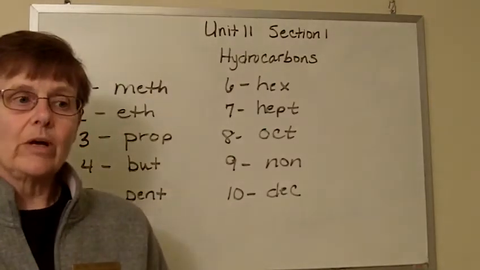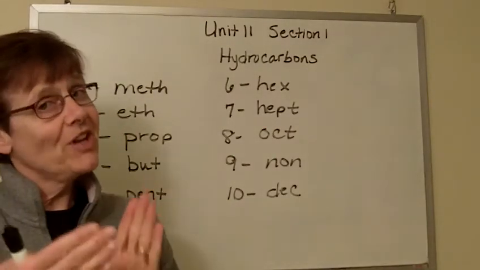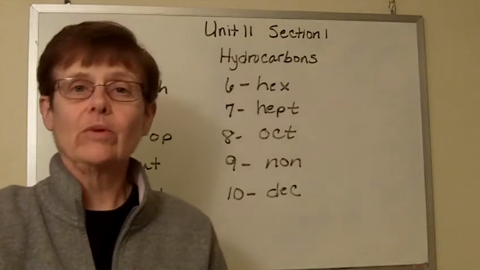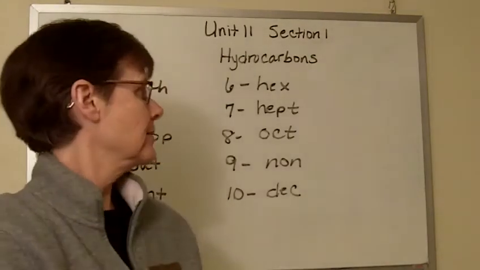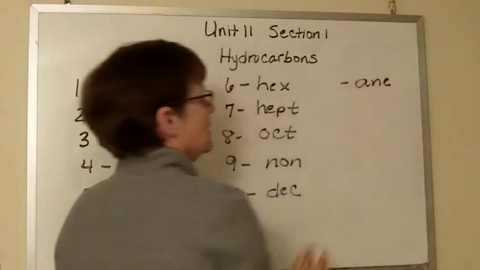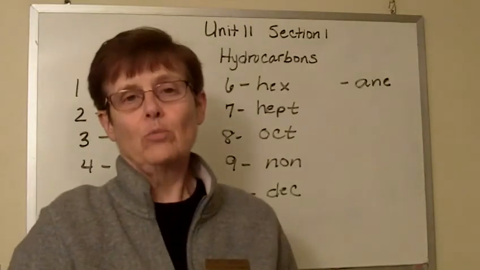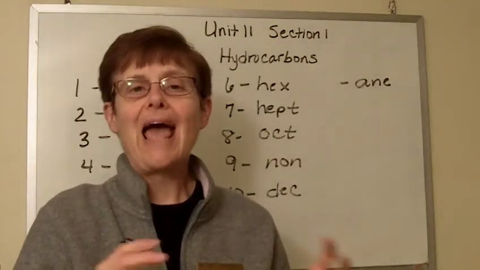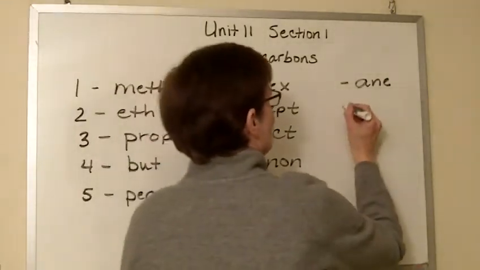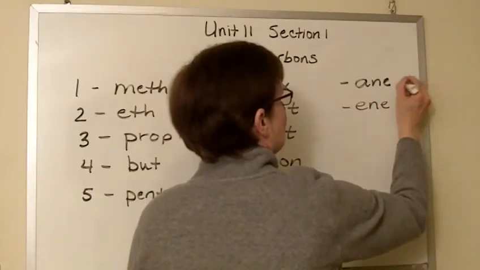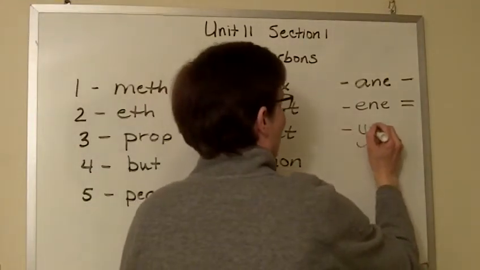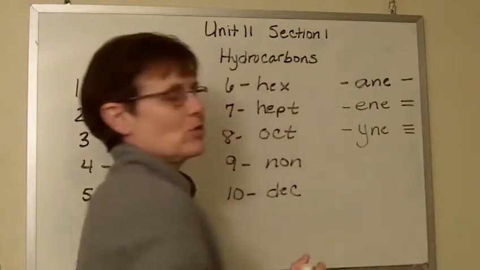So the prefixes are what comes at the beginning of the word, and then we have to have suffixes. And there are 3 different suffixes depending on whether we have all single bonds or whether we have a double bond present or a triple bond present. So suffixes will be ane if there's all single bonds. Generically we would call these compounds alkanes if they're only carbon and hydrogen and there's only single bonds. We'll use ene if there's a double bond, and we'll use yne if there's a triple bond.